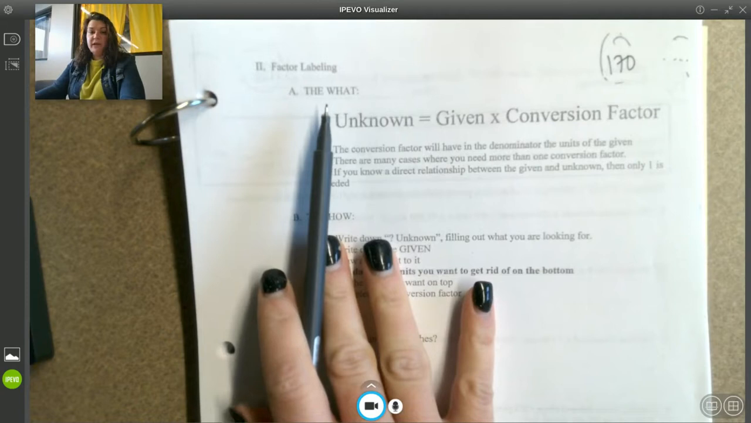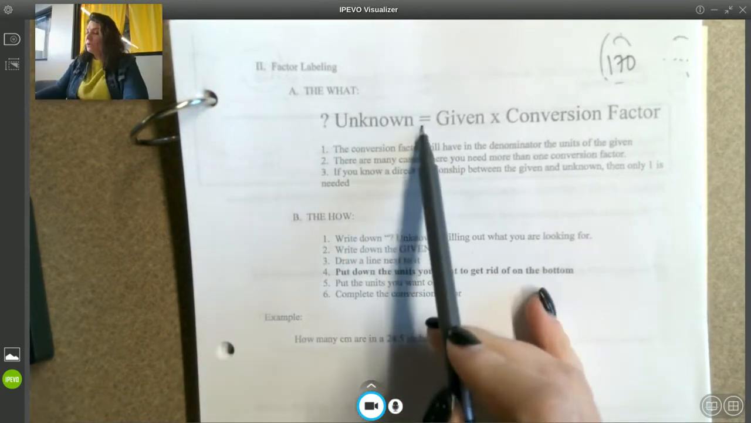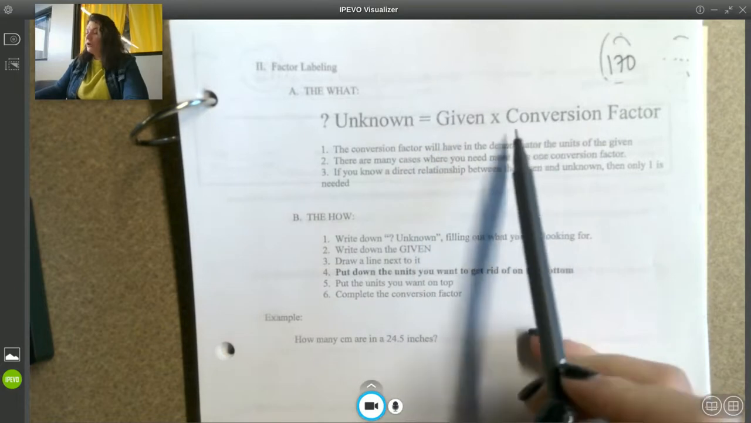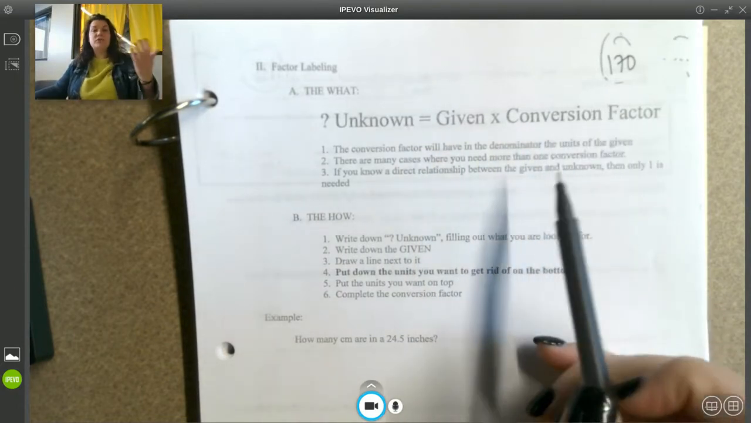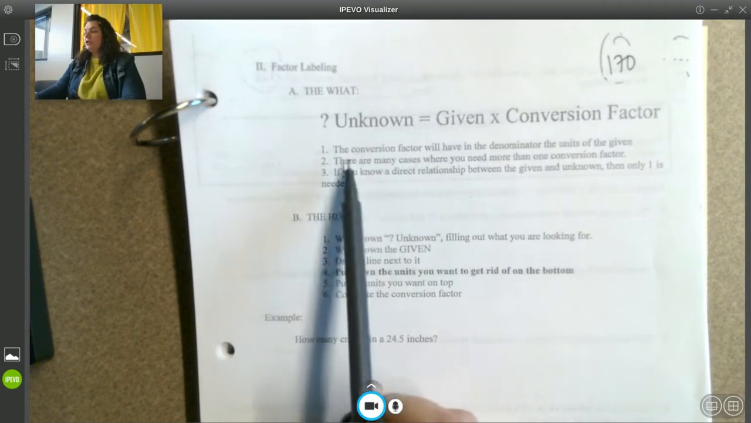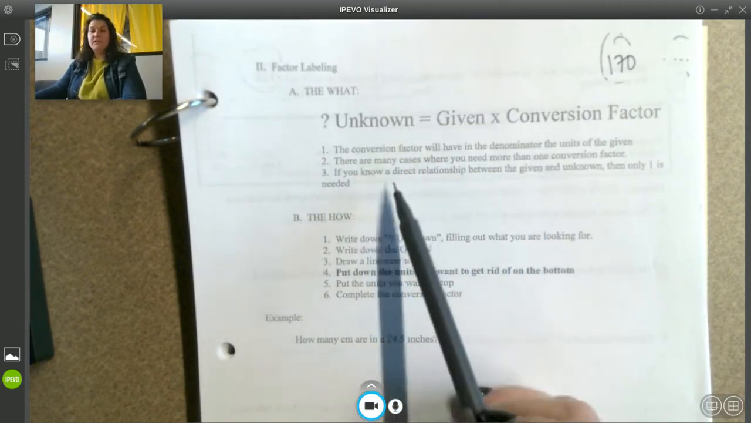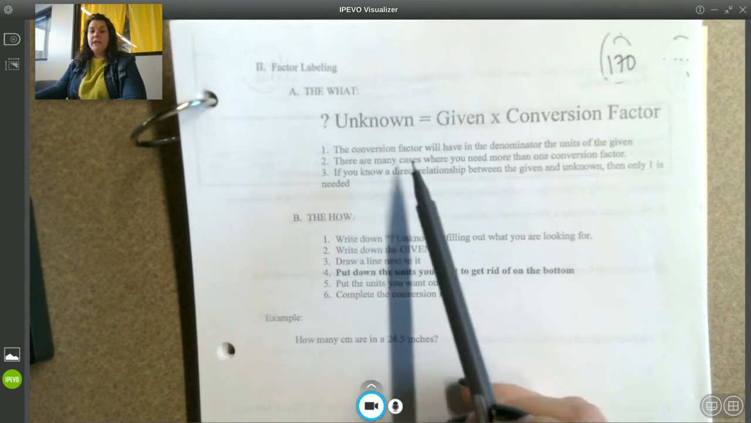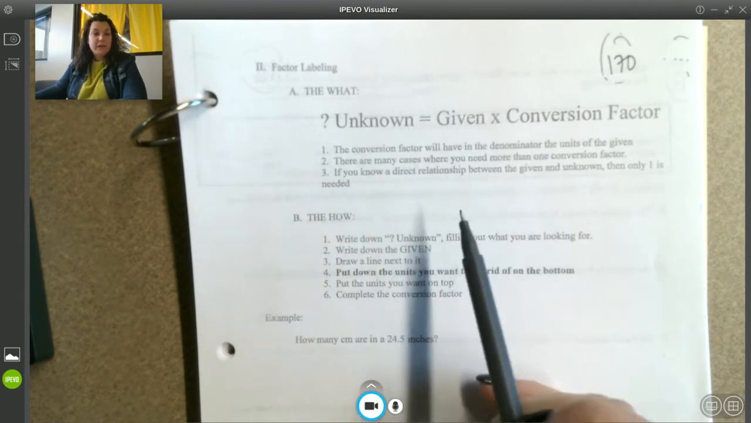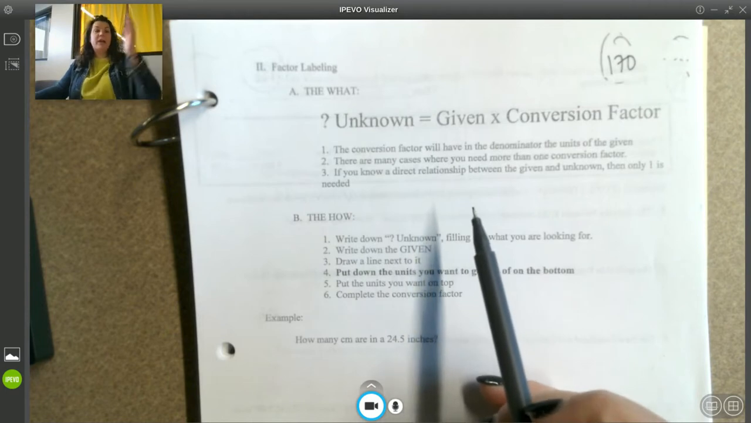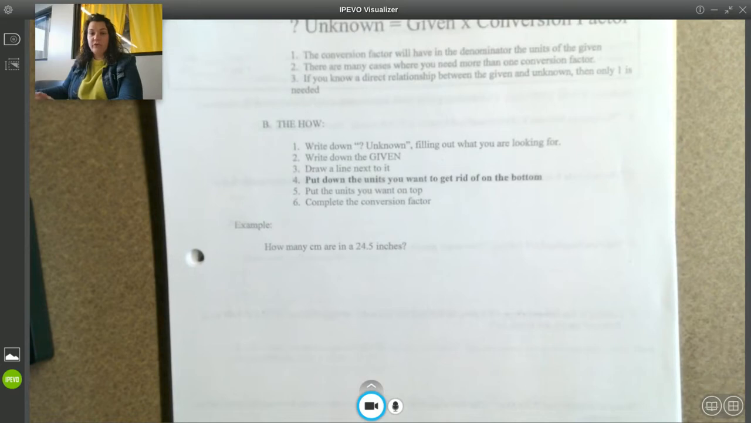So what is a factor label? A factor label is saying, question mark, what am I looking for? Equals the given, and then you're going to multiply by the conversion factor that you either create or that is given to you, okay? So the conversion factor will have in the denominator the units of the given, and we'll do an example of this. And then there are many cases where you're going to need more than one conversion factor. That's if you do not have a direct relationship between what is given and your unknown, okay? And this is going to be the same process over and over again.